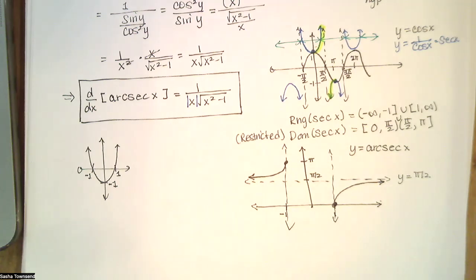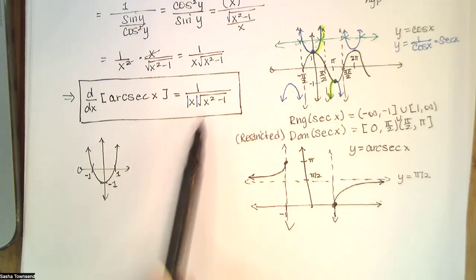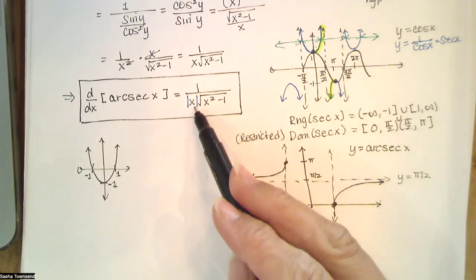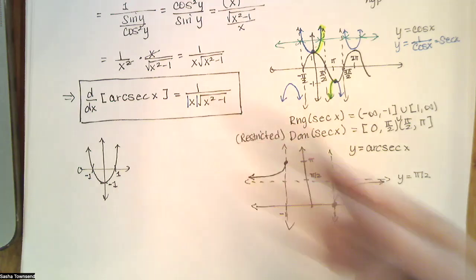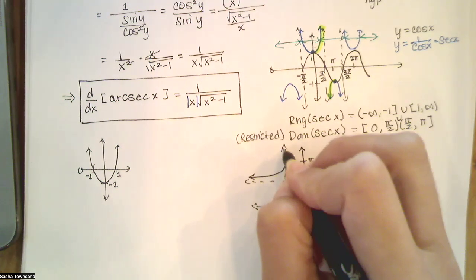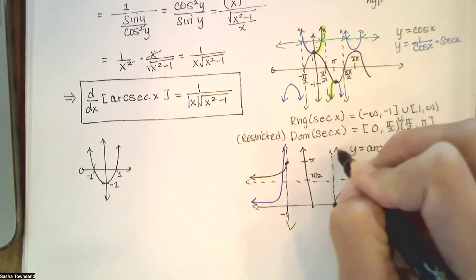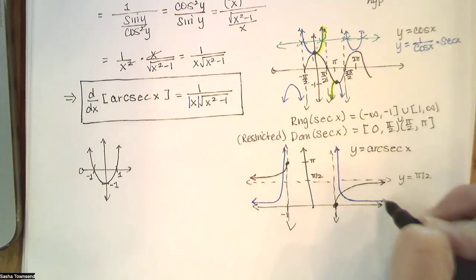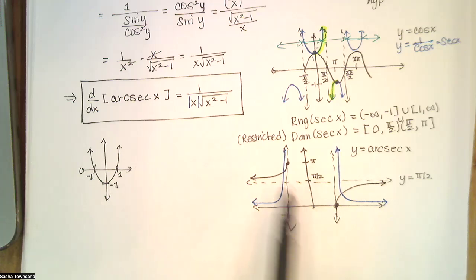And let's look at the slopes. This is always positive. Absolute value of x is always positive. And as x gets very large, the absolute value of x also gets very large. So we're going to have 1 over something very large, which is very small. So I would expect my derivative graph to look like this. And there's some symmetry there as well.